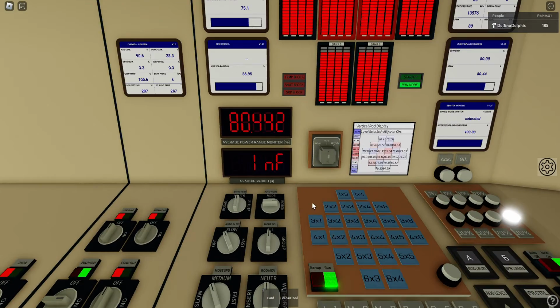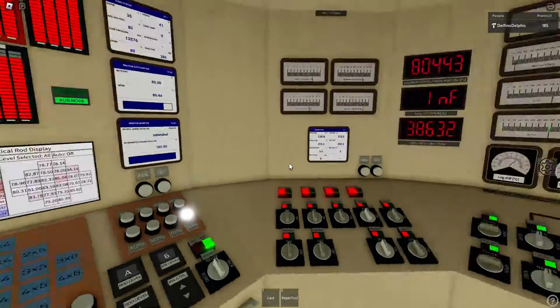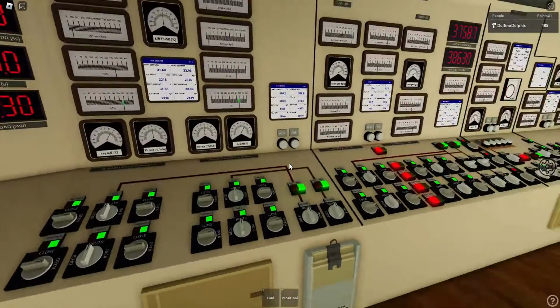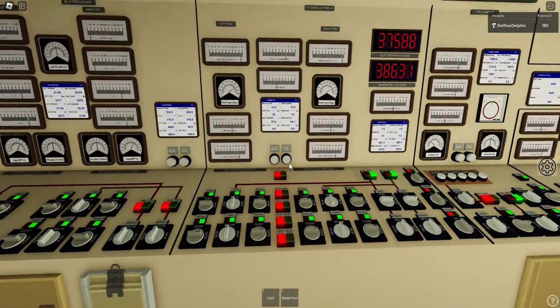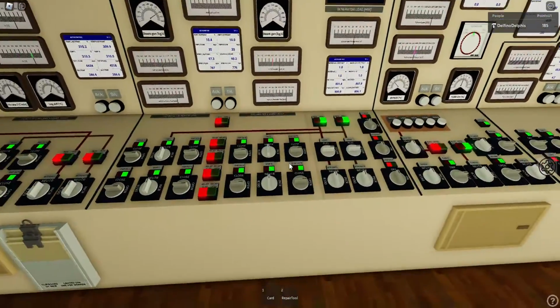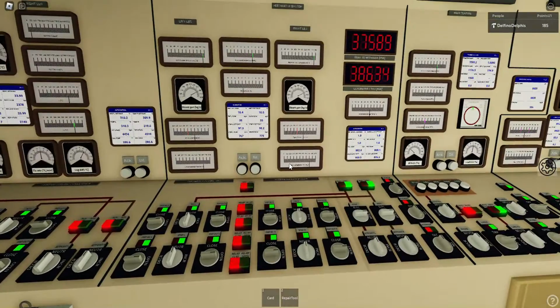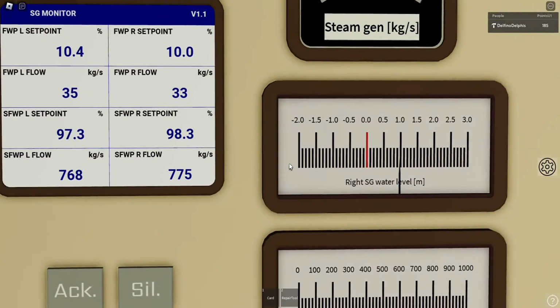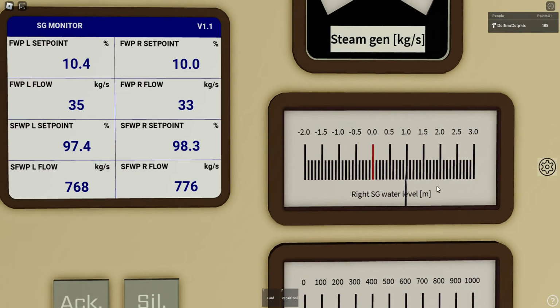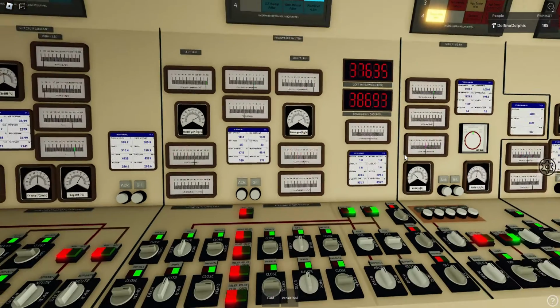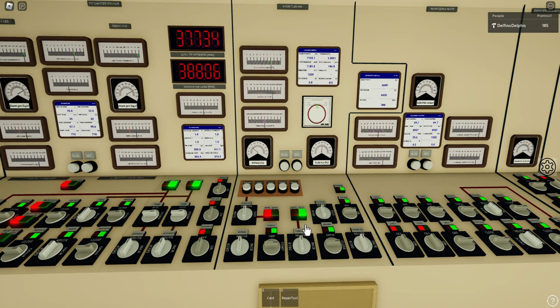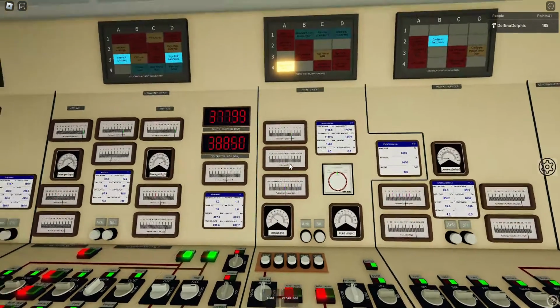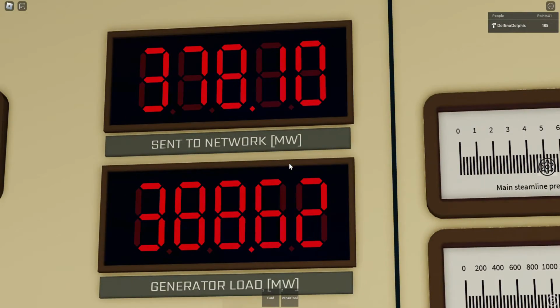So let me disable the auto control for the reactor, for the coolant pumps. I will leave the feed water on auto because it doesn't affect power generation. The feed water just needs to feed water to keep this constant, so it doesn't matter. And I will disable also the auto pressure hold. So now you can see everything is more or less stable.